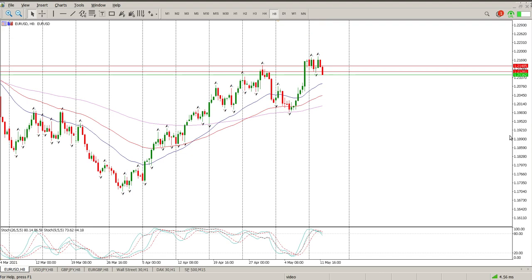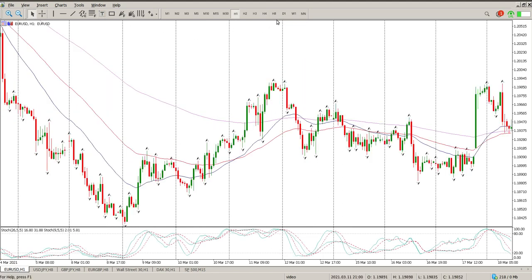So, starting off with EUR-USD as normal. Yesterday was pretty much sideways. There was nothing really going on. It did look like we had a sort of consolidation range forming, and we're basically breaking below that range at the moment. So, is that a double top?